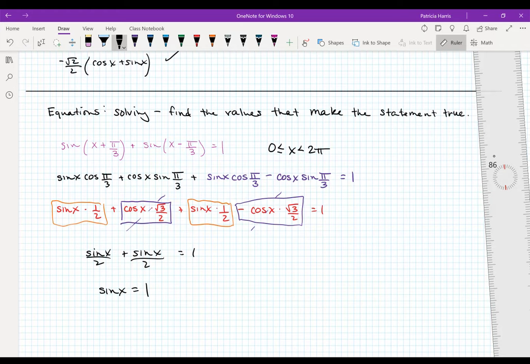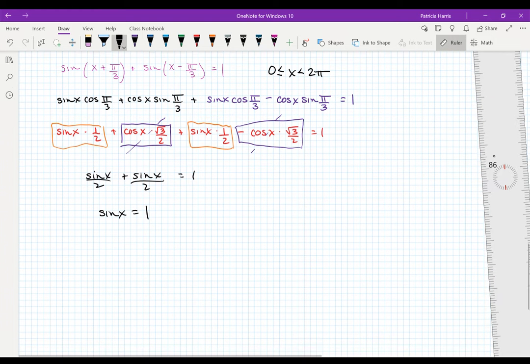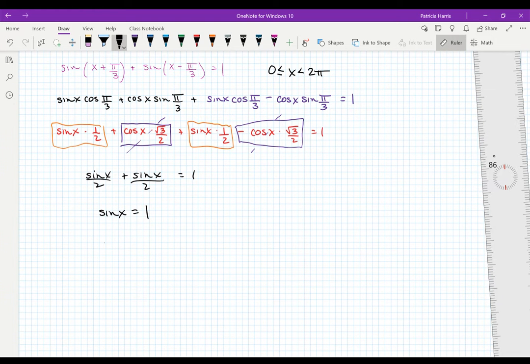There are a couple different ways you can handle this. You can use a calculator, or you can break out that unit circle that we used last semester. Since I'm looking for values of x between 0 and 2 pi, you can ask yourself, where on my unit circle does sine of x give me a 1? And that happens at pi over 2, and that's it.